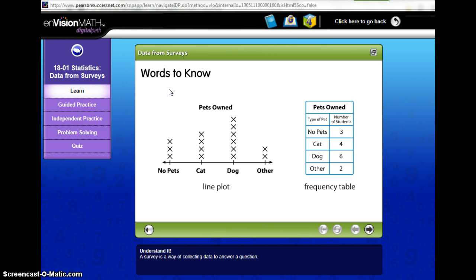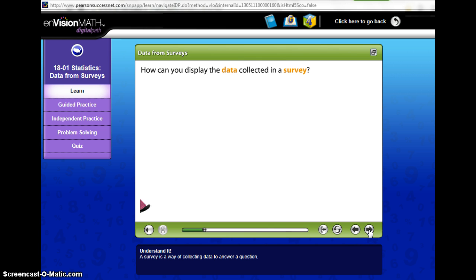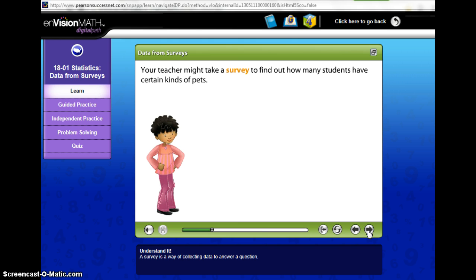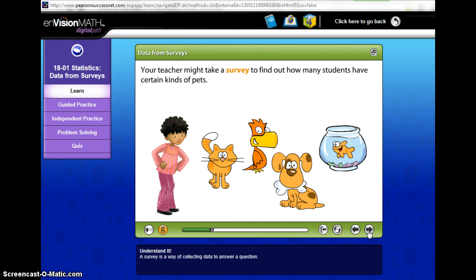Okay? So, how many of you have ever seen either of these? Did any of those look familiar? Have you ever read information off of them? So how can we display data that we collect by taking a survey? That's what our lesson today is on. And we're going to do some practical things. So I might take a survey to find out how many of my students have certain kinds of pets.